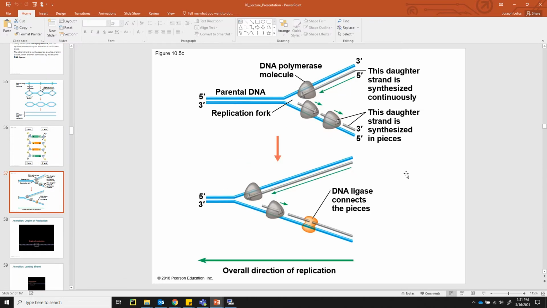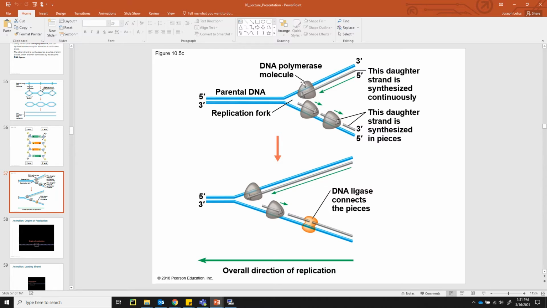Now, here's the thing about DNA polymerase. DNA polymerase can only read in the 3' to 5' direction. What does that mean? That means DNA polymerase can only move from 3' towards 5'. And it can only write 5' towards 3'. DNA polymerase can only add nucleotides to the 3' end of the new DNA strand.